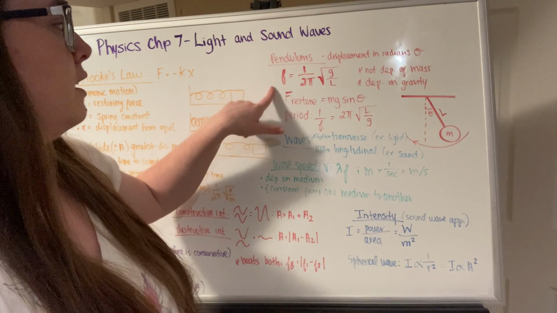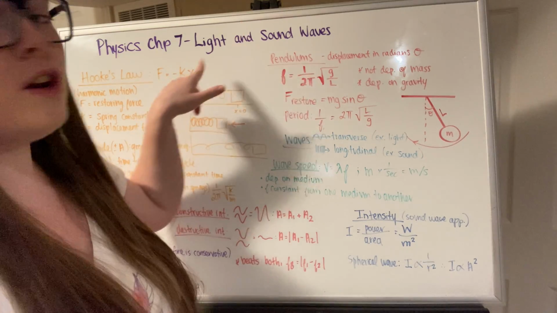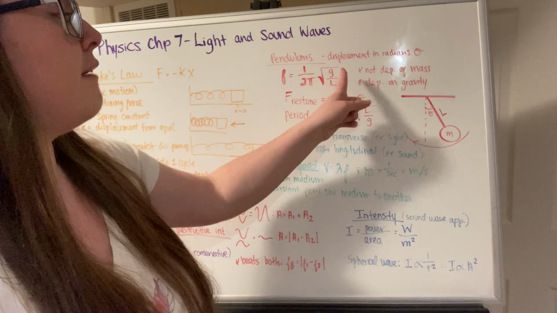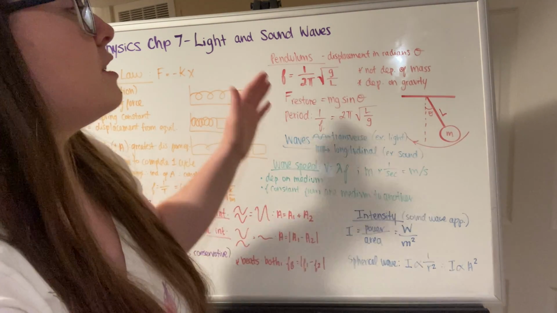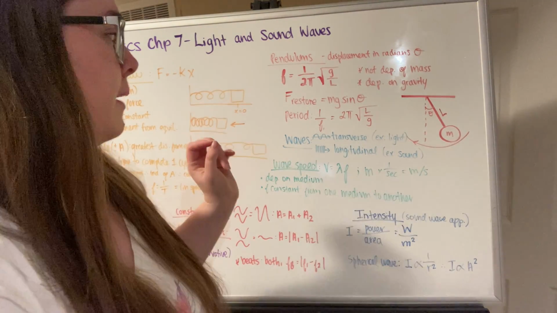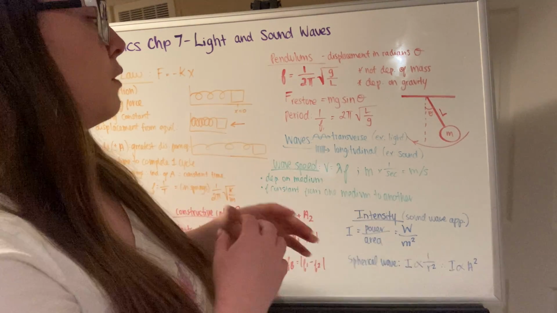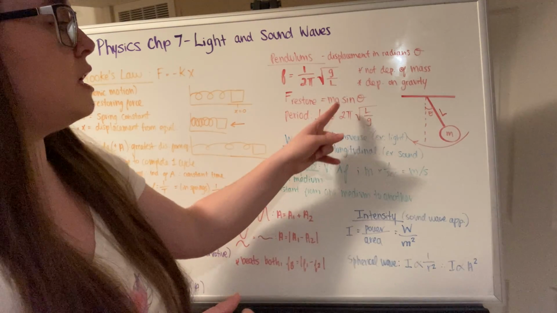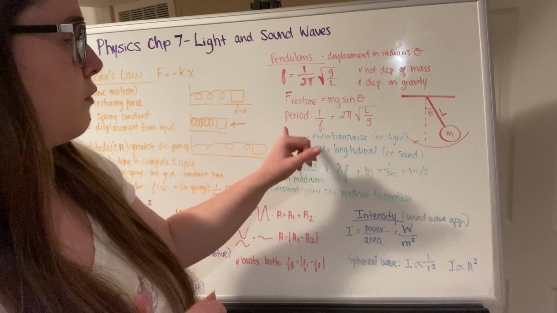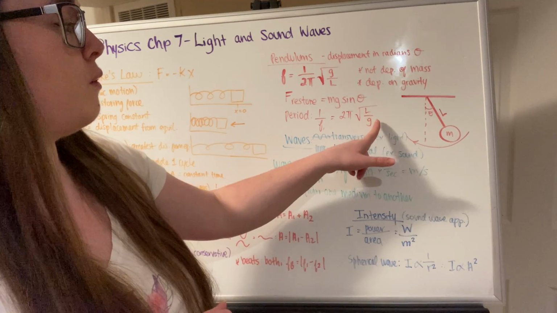So the equation for frequency for a pendulum is f equals 1 over 2 pi times the root of g over L. So it is not dependent on mass, but it is dependent on gravity. And then we have the restoring force, which equals mg sine theta, okay? And then we have the period, which is 1 over f, equals 2 pi root L over g.